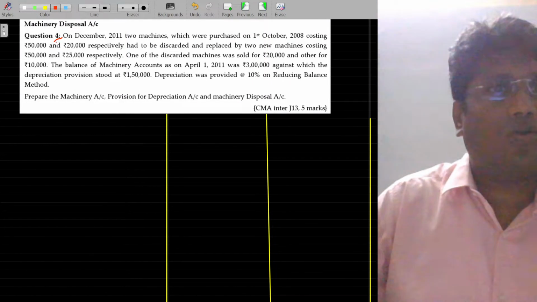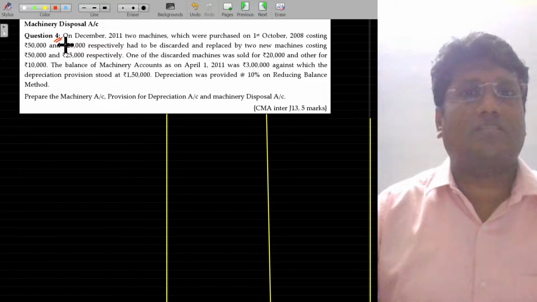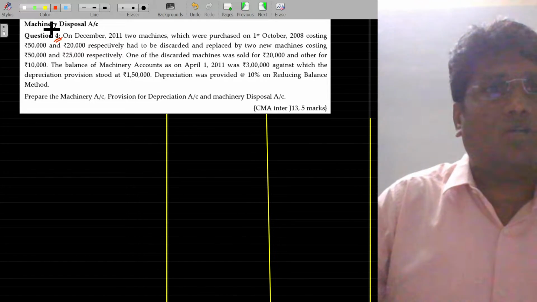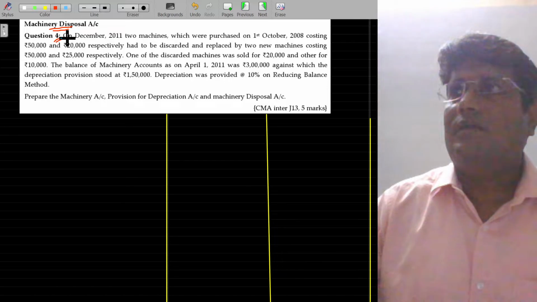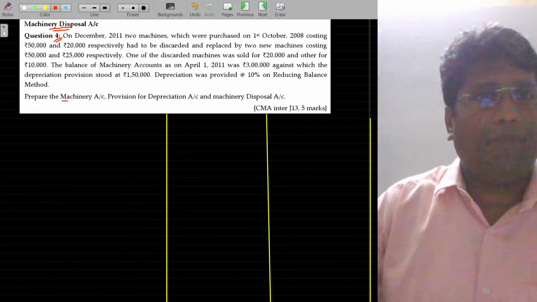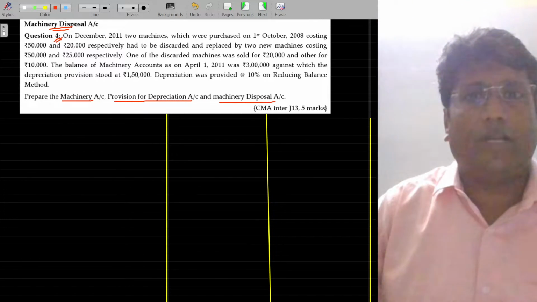Question number 4. In this illustration, one of the assets could have been discarded or sold, but the sale routed through a new account called machinery disposal account. Let's see. Okay, what is the requirement? Prepare machinery account, provision for depreciation account, and machinery disposal account.